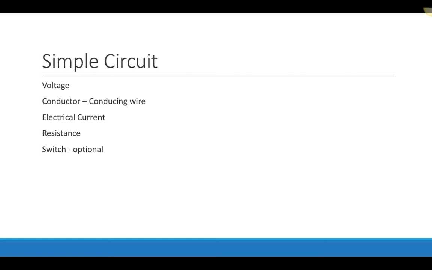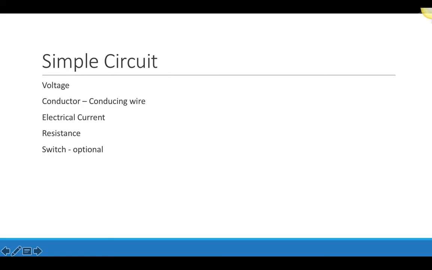I would have something called resistance in the circuit, and then I would probably want to have a switch. So when you turn your lights on, you flip the switch, that turns it on and off. The switch is actually optional. But the other things here are things that we really have to have in our simple circuit.